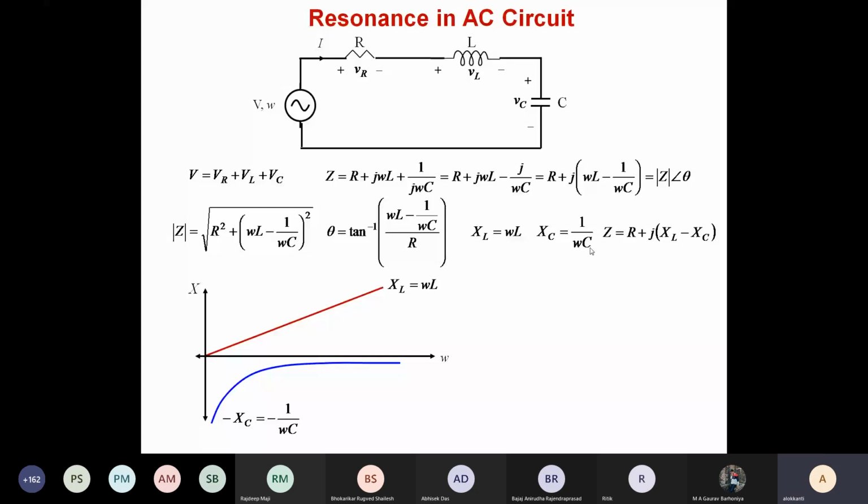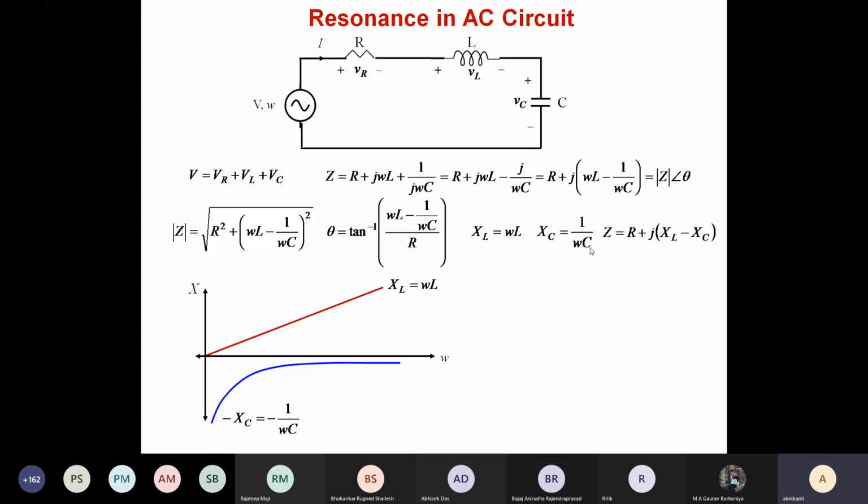Why are we plotting minus XC? Because in that bracket it is XL minus XC. So it is basically XL plus of minus XC. Ultimately, XL minus XC is the total reactance offered by a circuit consisting of L and C.